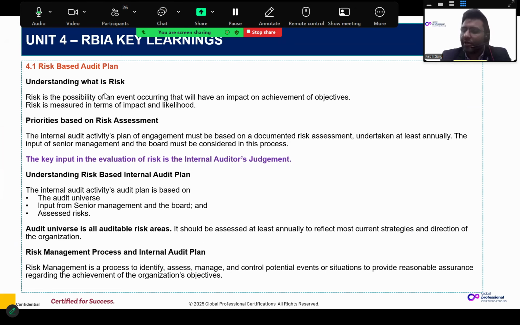What is risk? Everyone understand? So what is risk, people? Can you all say that? Risk is the possibility of an event occurring that will have an impact on achieving of objectives. It is measured in terms of, can you all say that? It is measured in terms of impact and likelihood.